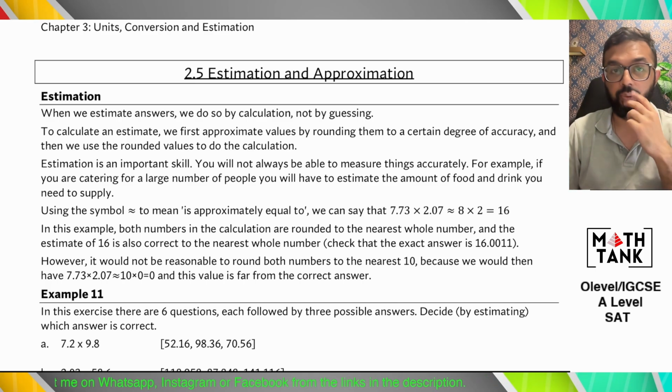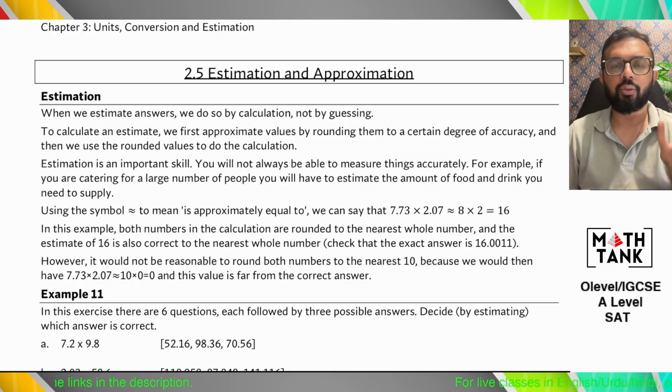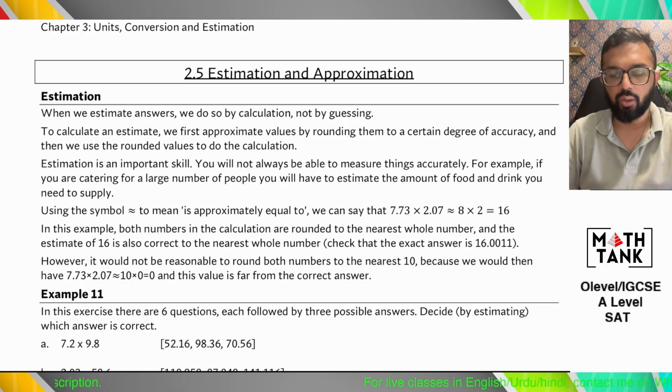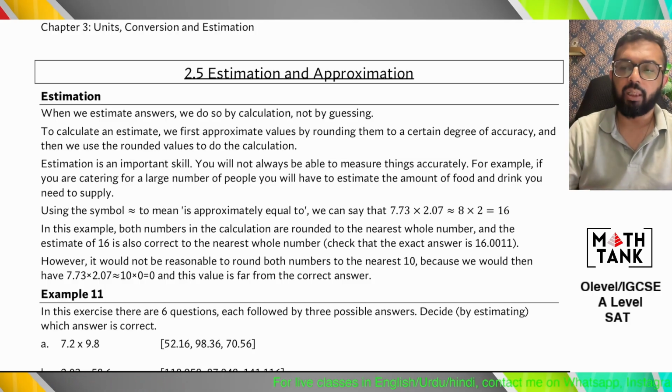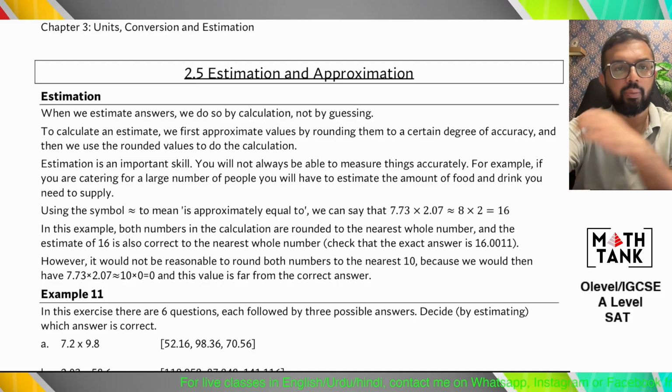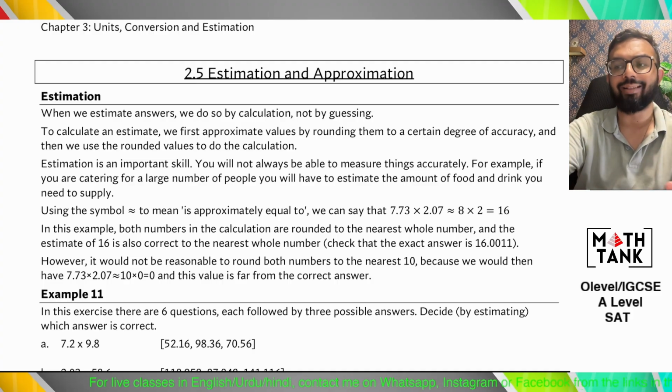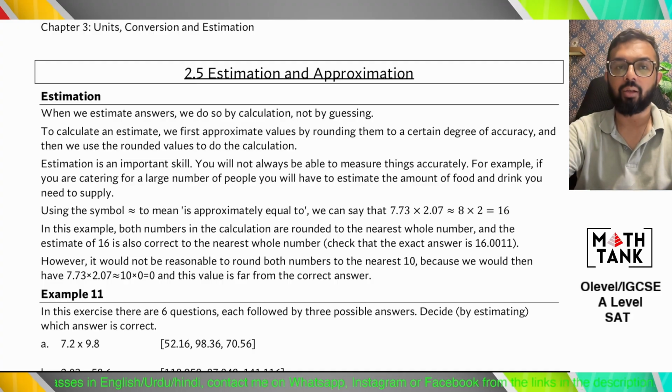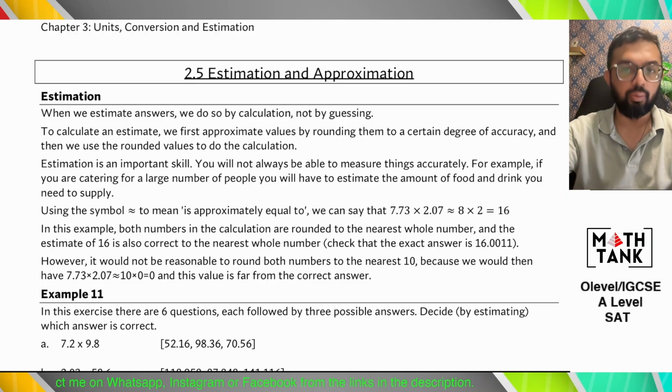In the last video, we were talking about units, conversion, and the third thing that I had mentioned was estimation. Let's talk about estimation and approximation. Okay, let's see what the meaning is. Estimation, it says, is when we estimate answers, we do so by calculation, not by guessing. To calculate an estimate, we first approximate values by rounding them off to a certain degree of accuracy, and then we use the rounded values to do the calculation.